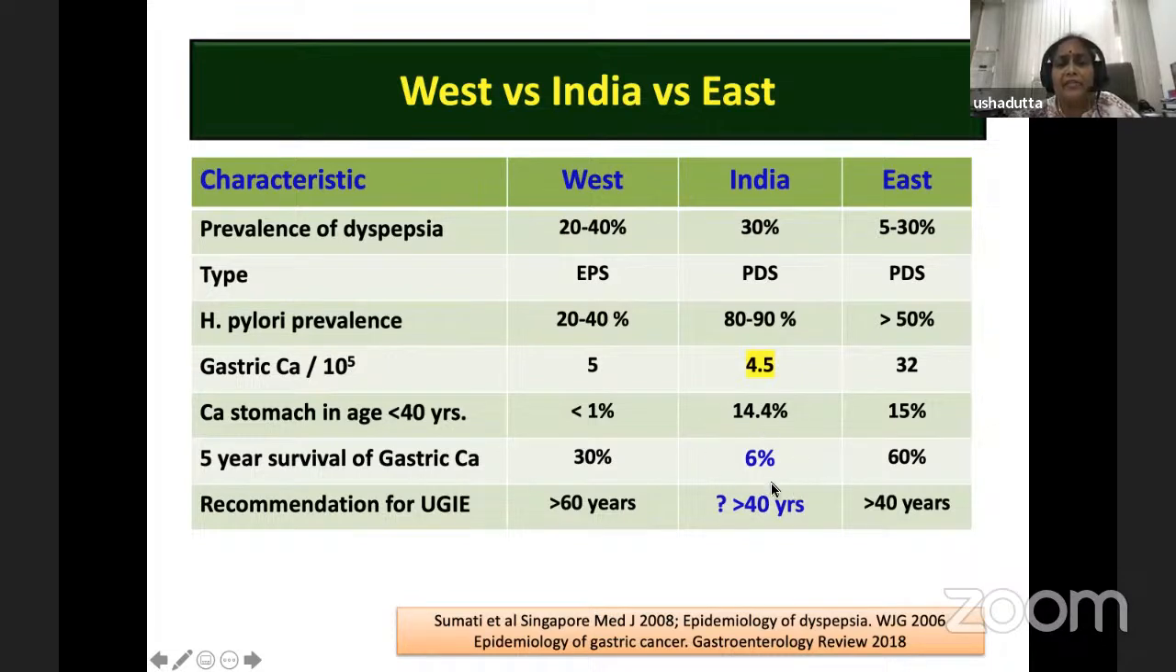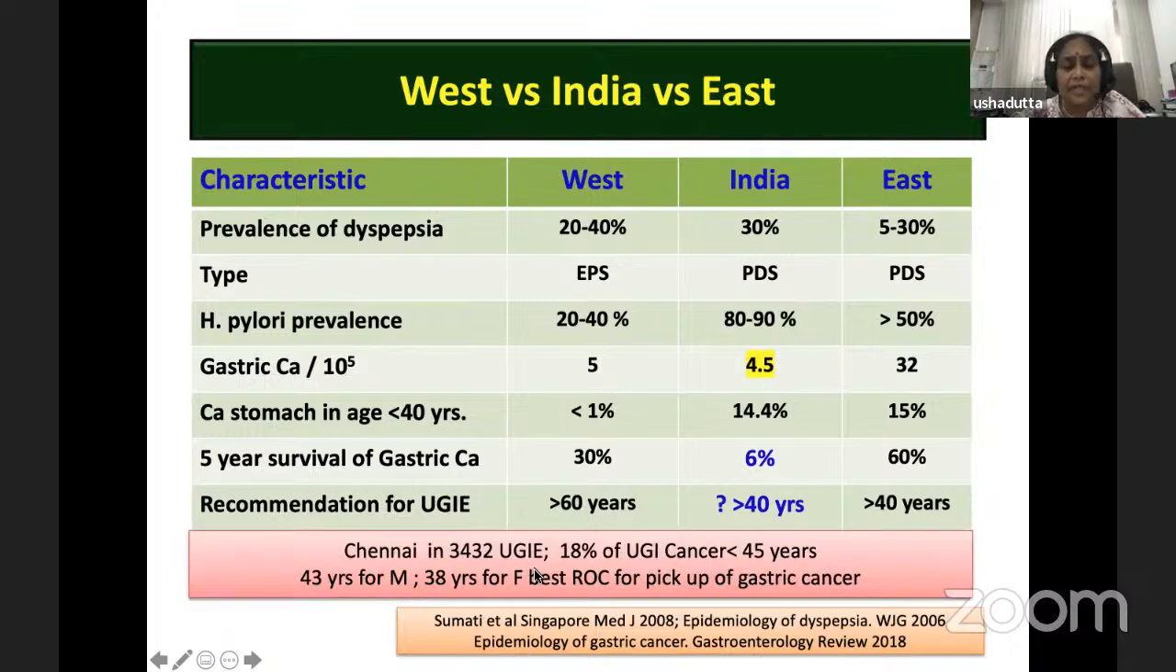The 5-year survival in CA stomach is very, very low. That is just 6%. That means we are detecting them very late. That means we should start looking for it at a younger age, that is 40 years.